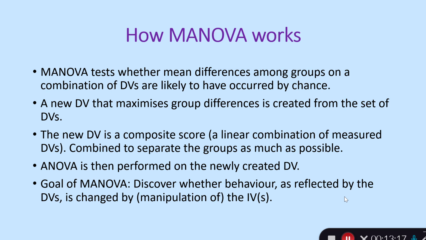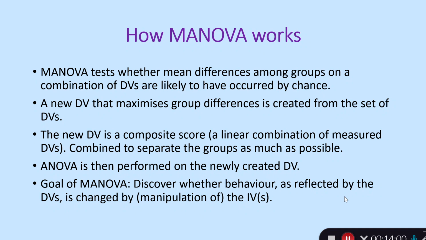MANOVA tests whether the mean differences among groups on a combination of DVs are likely to have occurred by chance. So similar logic to ANOVA or factorial ANOVA, but now we've got multiple DVs and we've combined them, and a new DV is created that maximizes group differences from the set of all DVs. The new DV is a composite score. That means it's a linear combination of the measured dependent variables, combined to separate the three groups of our independent variable as much as possible.